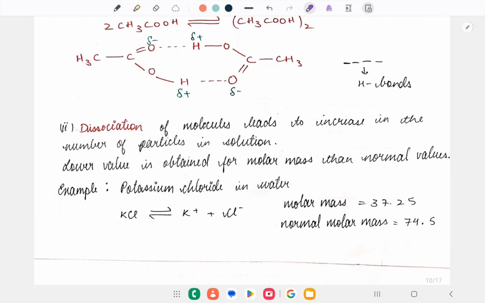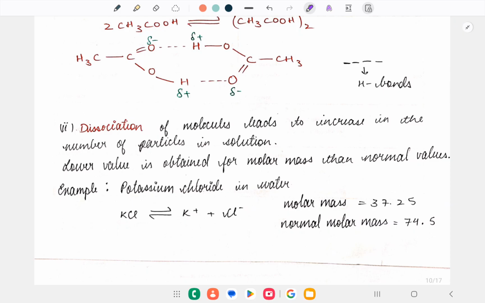Moving to the next part, dissociation. Dissociation of molecules leads to an increase in the number of particles in the solution, and therefore an increase in the value of colligative properties. Due to this, lower values are obtained for the molar mass than the normal values. If we take potassium chloride in water, then it will break up into K plus and Cl minus, and the molar mass is observed to be 37.25 instead of the normal molar mass, which is 74.5.